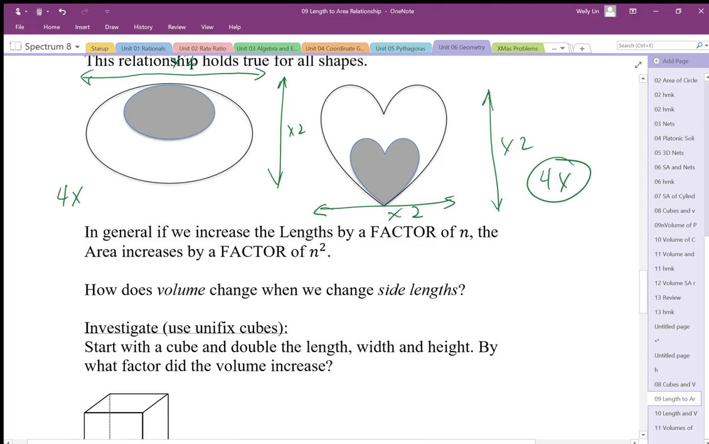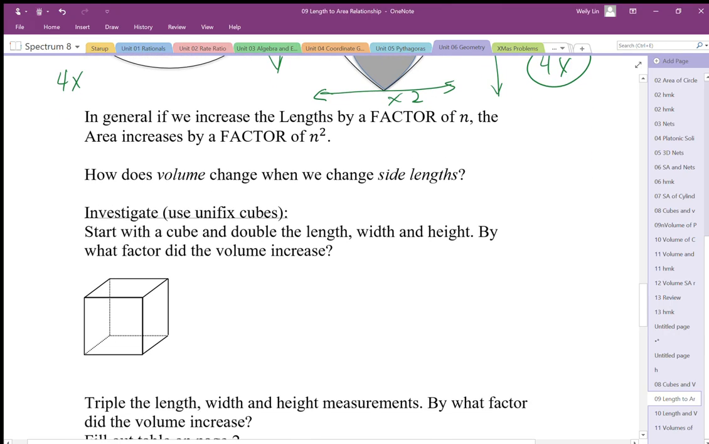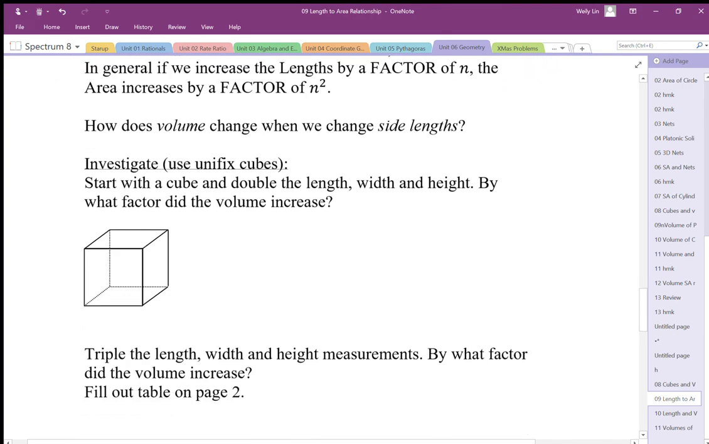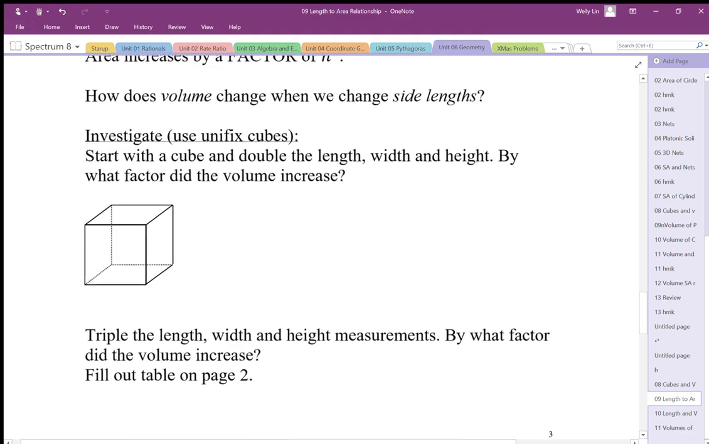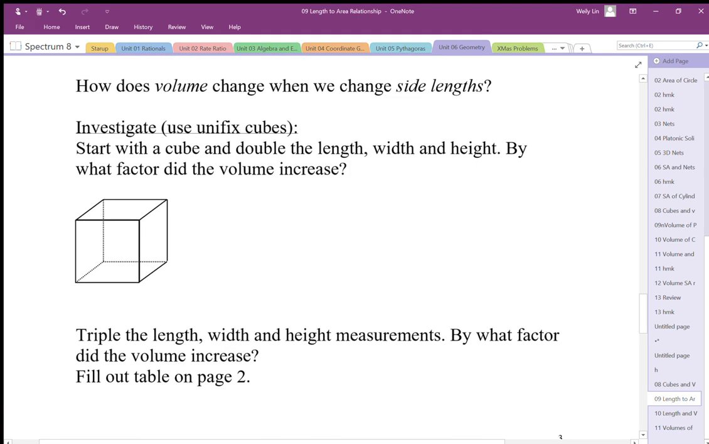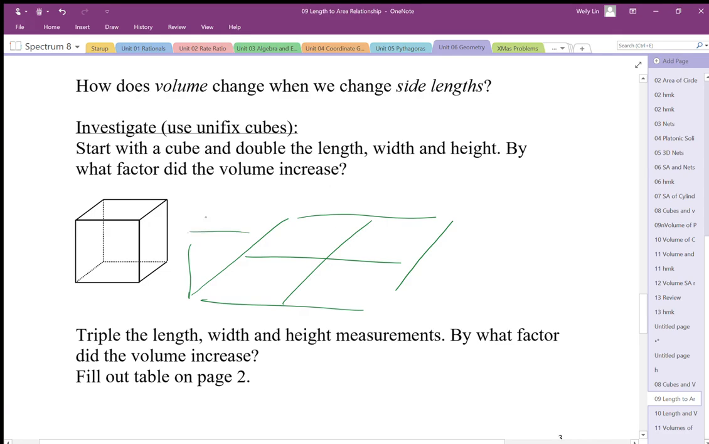So how does the volume change? Okay, well, if we take a look at unifix cubes, we can see that if we start with 1 cube and double the length, width, and height, what's going to happen? Well, we're going to start with 1 cube, and we're going to double the length, double the width, so we're going to have a square of 4, and instead of having 1 layer high, we're going to have 1 layer of 4 squares, which is 4 cubes.